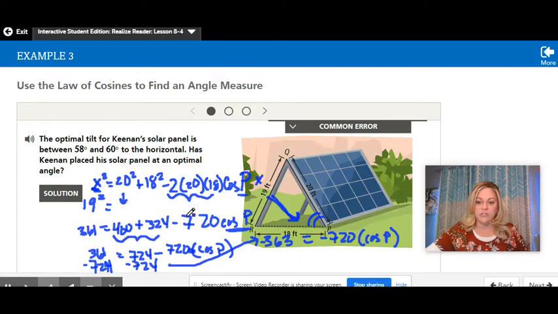That's okay for most teachers. They'll let you do that. And now we need to get cosine P by itself. To do that, I'm going to divide by negative 720 on both sides.